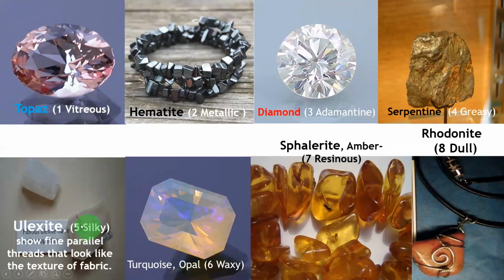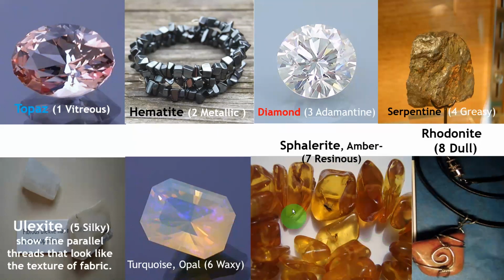Number 5 is silky luster. Ulexite shows fine parallel threads that look like texture or fabric, so it is giving silky luster. This is turquoise and opal, which give waxy luster. Now you can understand waxy and greasy. Silky, waxy, greasy luster. This is resinous luster, amber, you saw in the first picture.